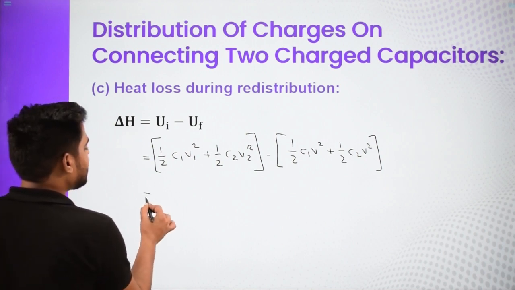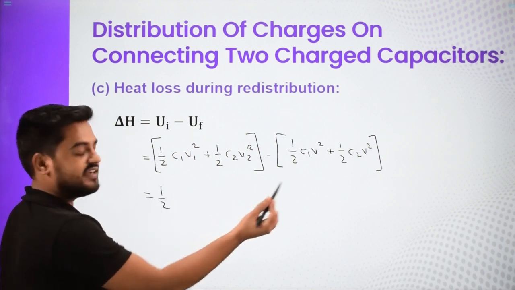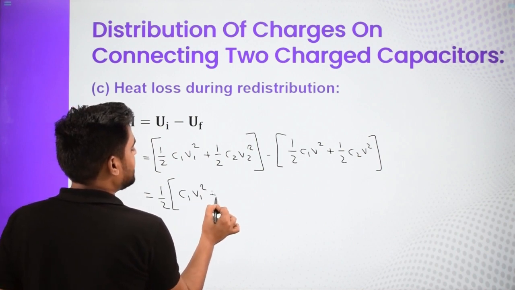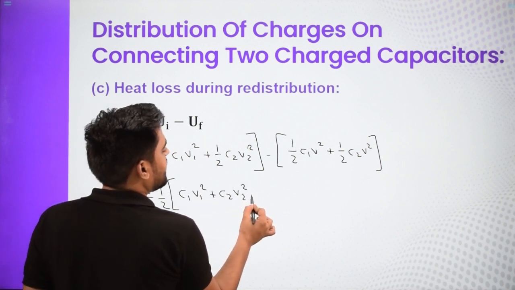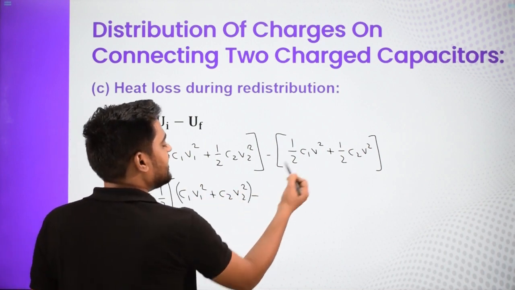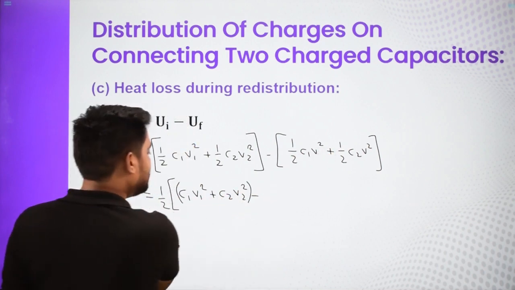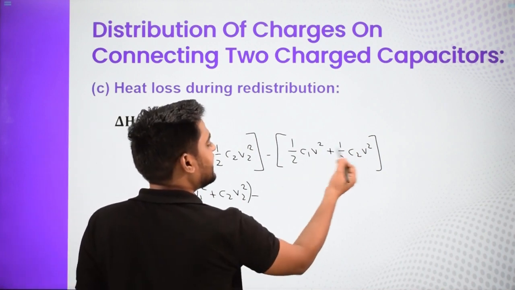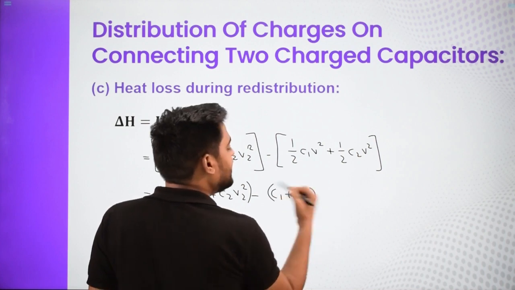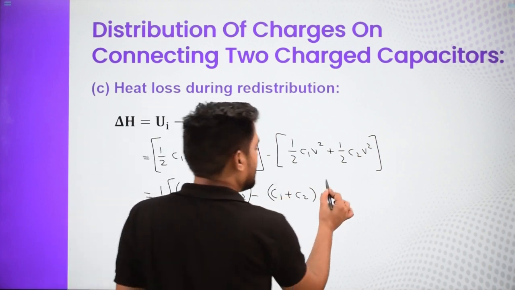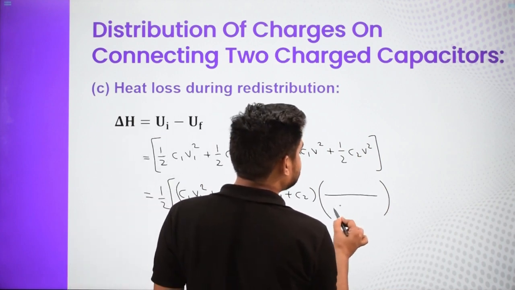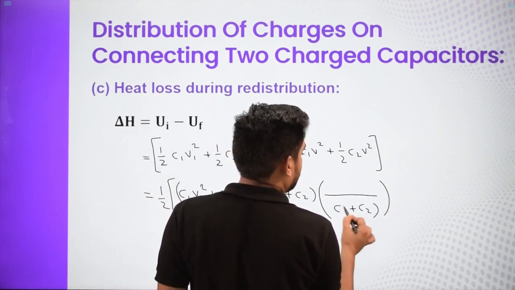What I am going to do is take half common from the entire equation: C1 V1 square plus C2 V2 square minus... Here let us leave it like this, and here I have already taken half out. Now I am just taking V square as common, so I am left with C1 plus C2 into V square. What is V square? Total charge upon total capacitance. Total capacitance is C1 plus C2.